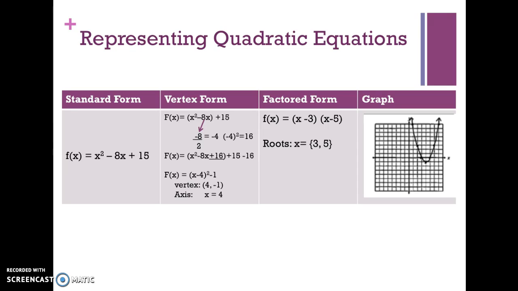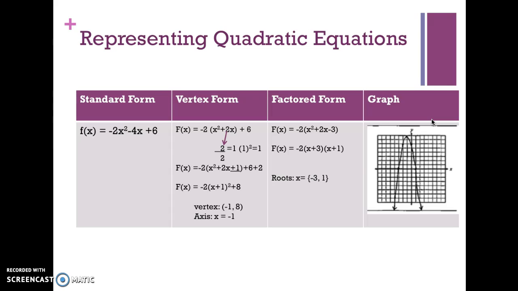And those roots are where the line crosses the x-axis. Our vertex is where it reaches its lowest point. So you see it dip down, or the end being right around here. That is our vertex, and that is going to be where x equals 4 and y equals negative 1. And that's going to be our axis too, where it's symmetrical, at x equals 4.